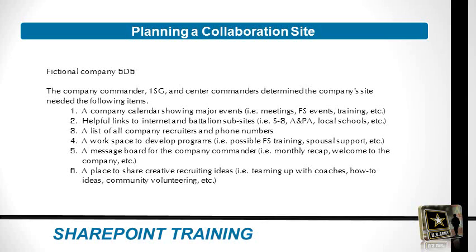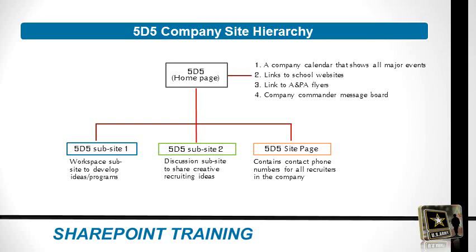A workspace to develop programs such as possible future soldier training and spousal support, a message board for the company commander for a monthly recap or welcome to the company, and a place to share creative recruiting ideas such as teaming up with coaches or how-to ideas and community volunteering. Next, they categorized the items, determined which ones would appear on their homepage, which ones would be subsites, which ones would be pages, and which ones would be links. Their site hierarchy looked like this: the home page with a calendar, links, and message board, a workspace subsite, a discussion subsite, and a site page that contained contact phone numbers.